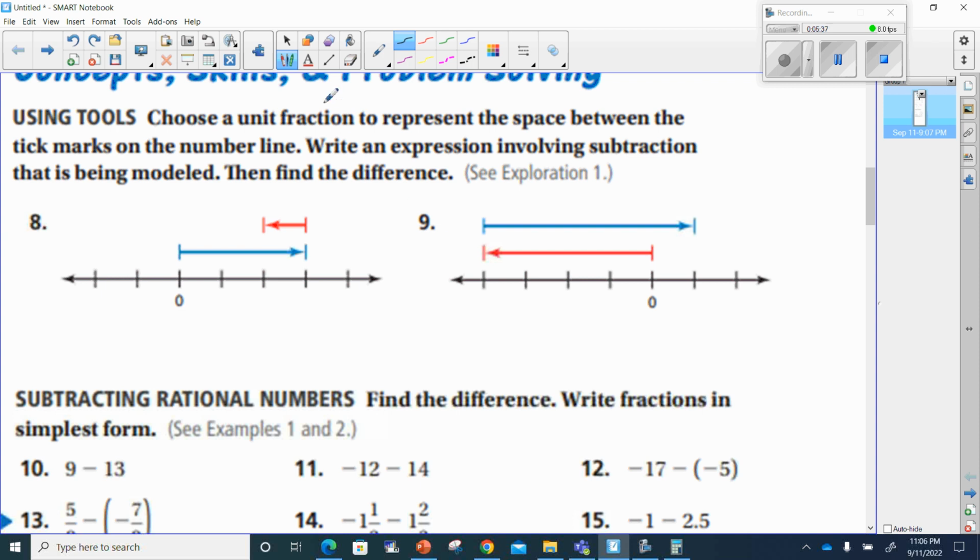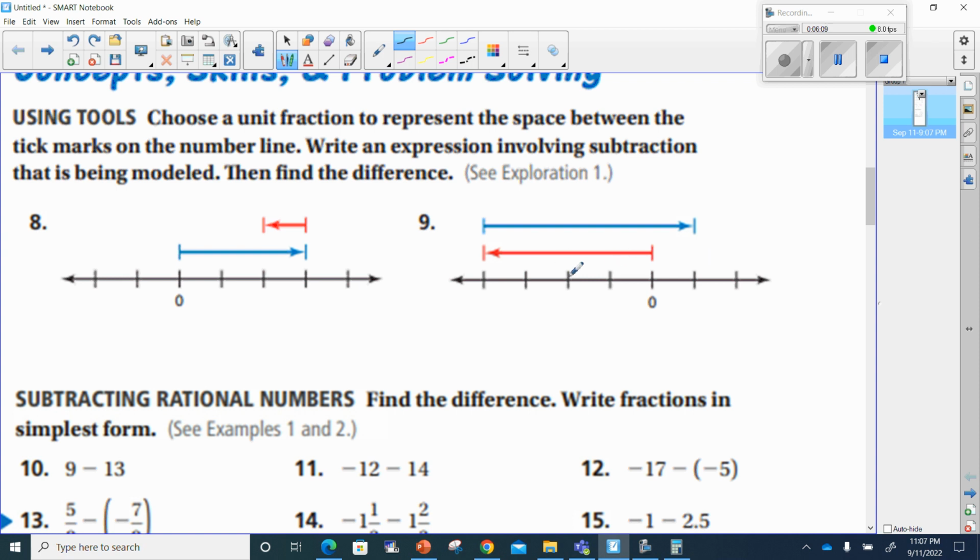It says choose a unit fraction to represent the space between the tick marks on the number line. Write the expression involving subtraction that is being modeled. I think I told you guys that I didn't want you to do this because I don't like the way that they're doing it, but just in case they give you something like this, the way I would do it is I see there's 1, 2, 3, 4, 5, 6 altogether.